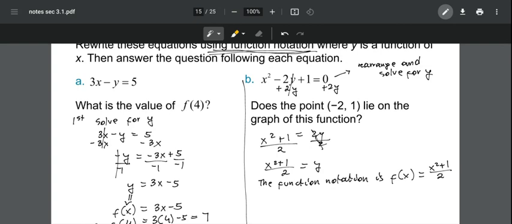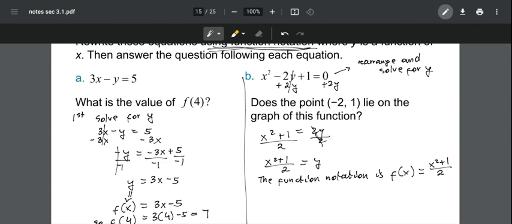And now they're asking, does the point negative 2 comma 1 lie on the graph of this function? Okay, so what we're going to do is replace x with negative 2, and check whether the output gives me 1.